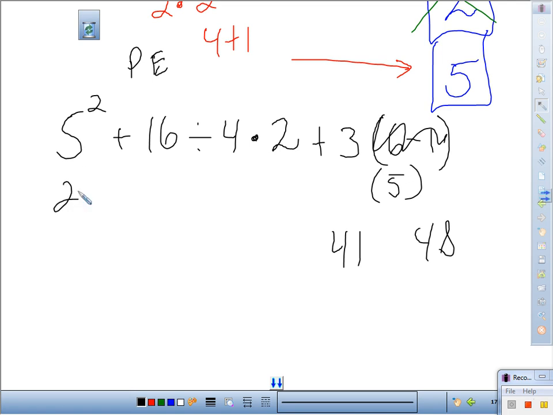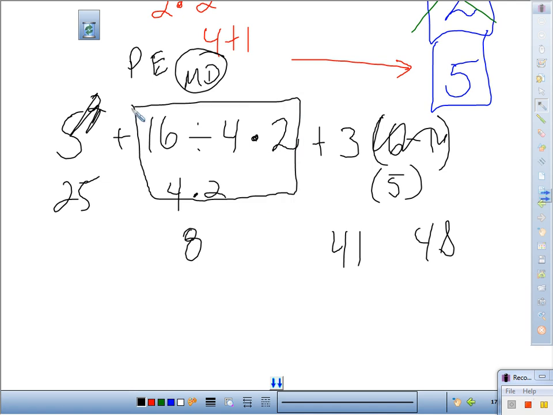Exponents. Yes, this is 25. All right. Multiplication and division. Do we have any? Yes. We're going from left to right. So this is 4 times 2. That is 8. So we're done from here all the way to here. Yes? So I bring down the plus.